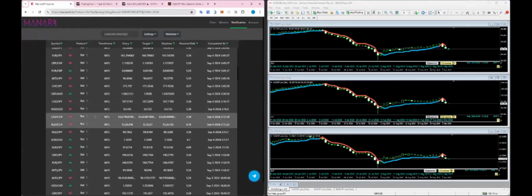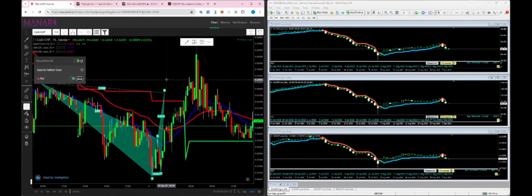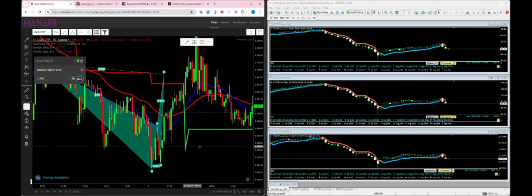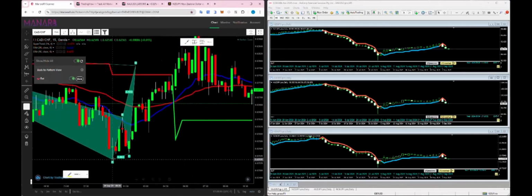Let's say CADCHF. CADCHF, we have something very similar to the other one. As you can see, we have point A and point B. Let me mark it for you. Point A, point B.